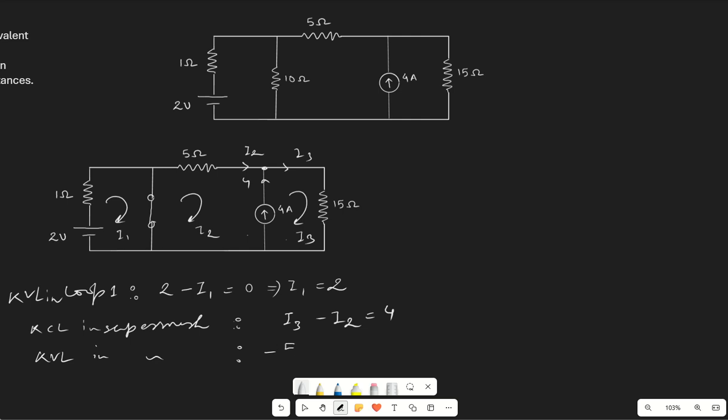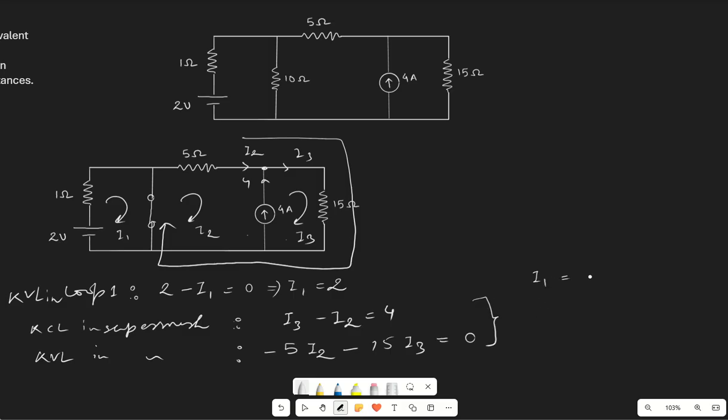minus 5I2. That means we are applying it in the outer loop. So minus 5I2, then minus 15I3, and there are no other components, equals 0. So from these two equations, we'll have the values of I2 and I3: two equations, two unknowns.